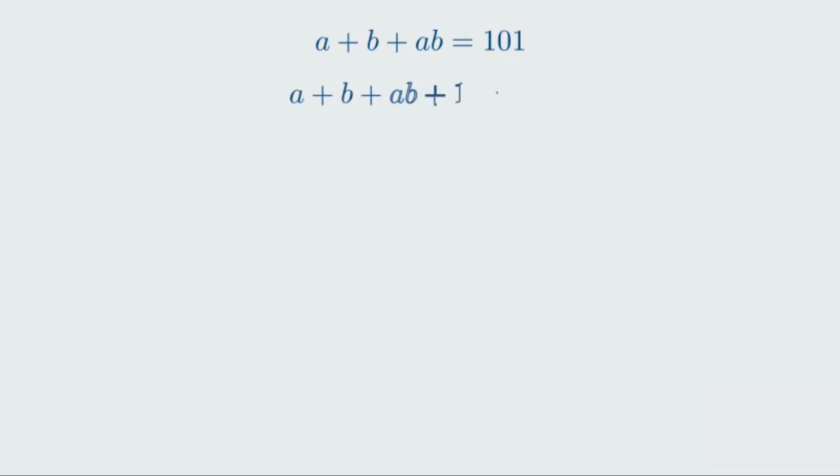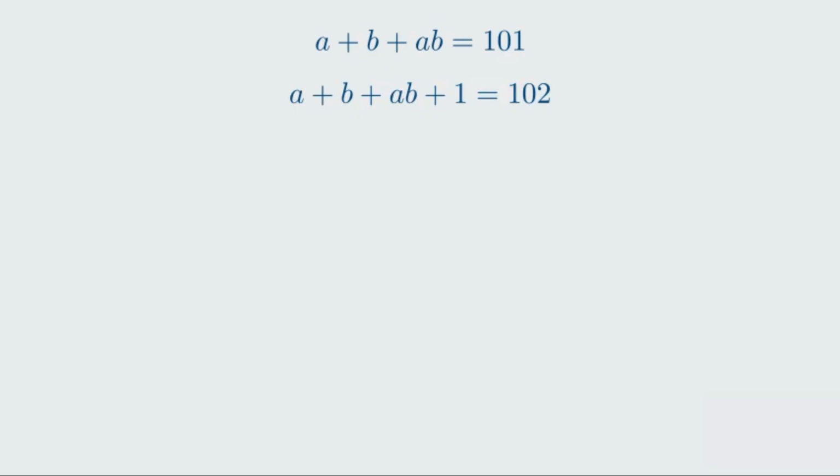Now that we have our simplified equation, our next objective is to factor it to find the values of a and b. The equation is a plus b plus ab equals 101. We need to factor the left side of this equation. This can be tricky. Here's a neat trick. Let's add 1 to both sides. We get a plus b plus ab plus 1 equals 102. Let's pause and see why this is so helpful.